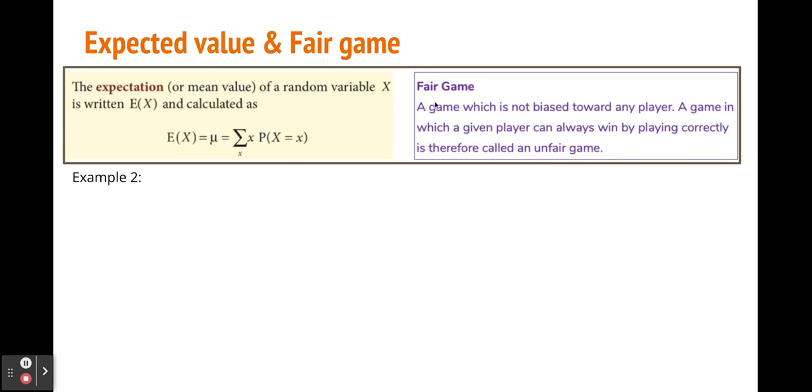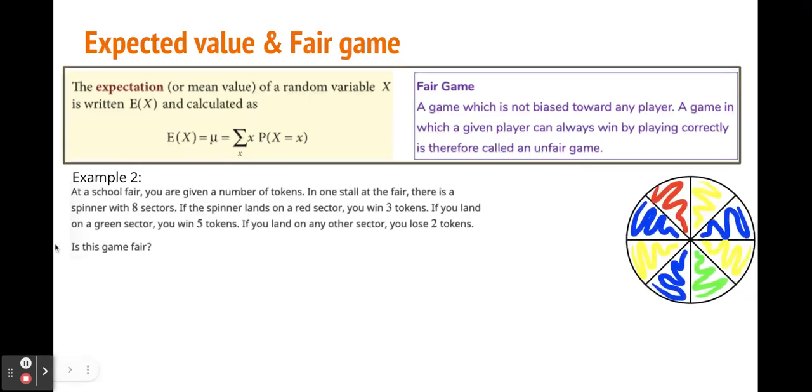And we're going to say that a fair game is happening when our expected mean is equal to 0. And we're going to need many examples to understand this concept. So let's look at the first example.